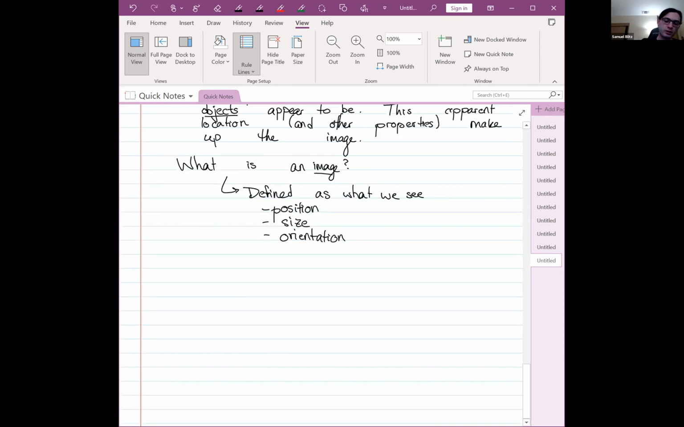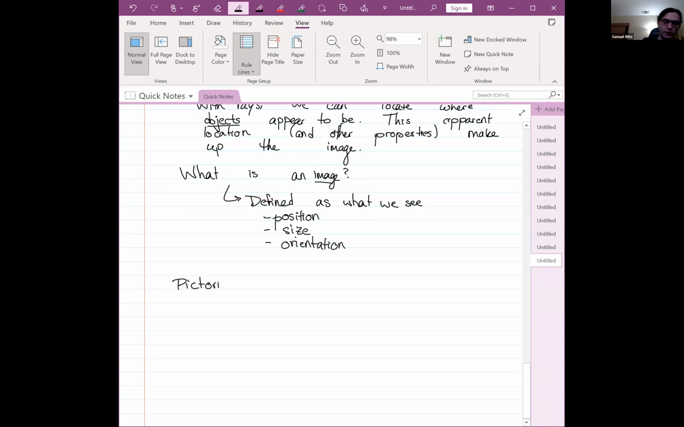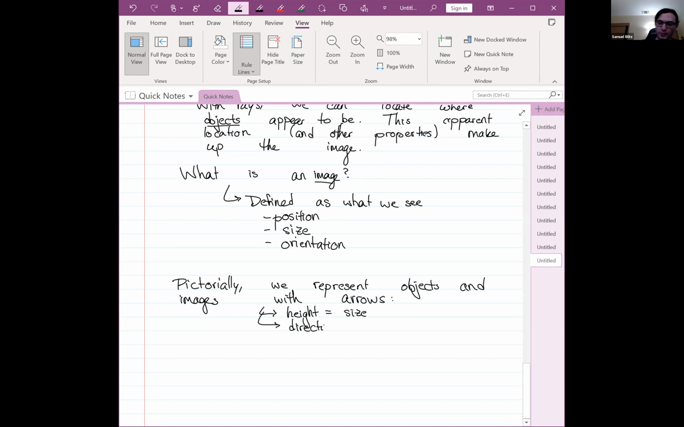So pictorially, we're going to represent objects and images with arrows. The reason why we represent them with arrows is because they encapsulate all we need to know. They encapsulate the size, so the height of the arrow is the size of the object. The direction of the arrow is the orientation of the object. If it's pointing up, then the object's pointing up.